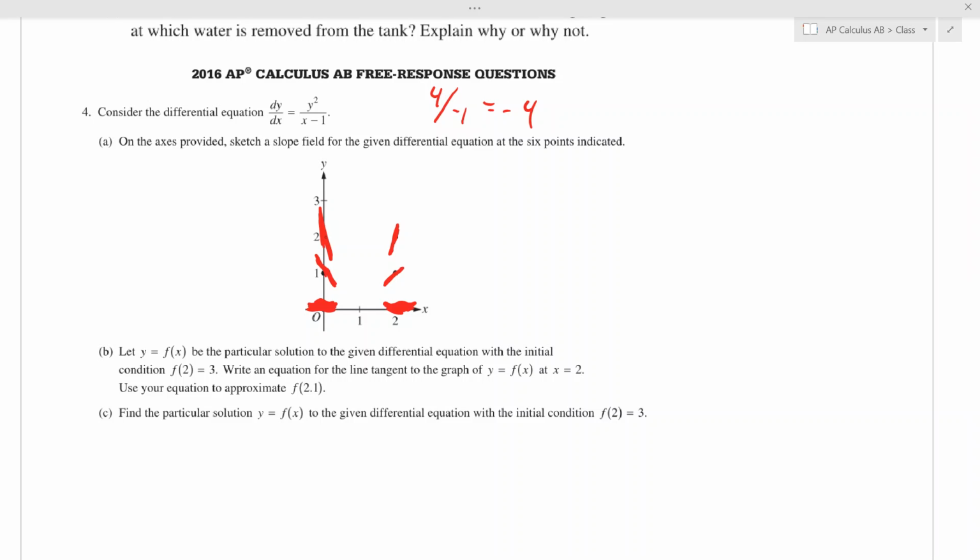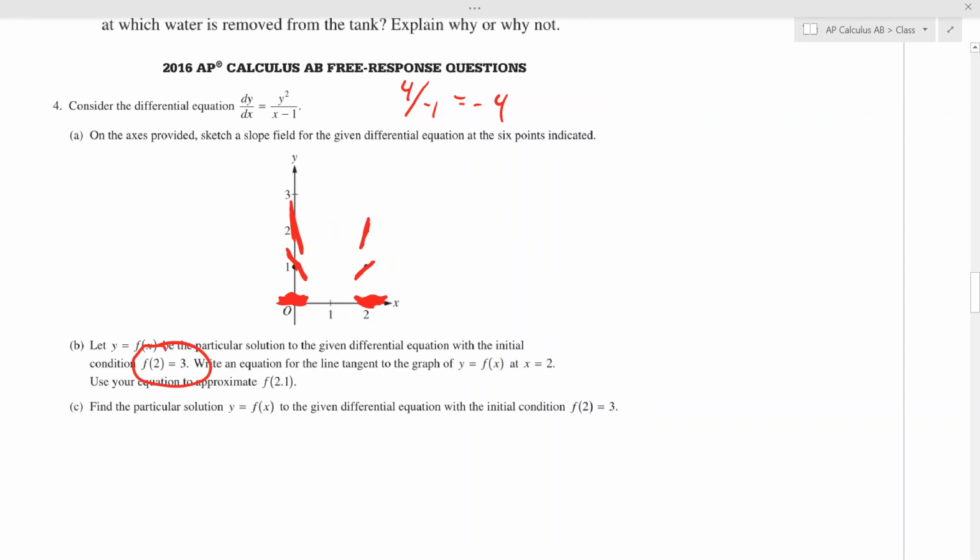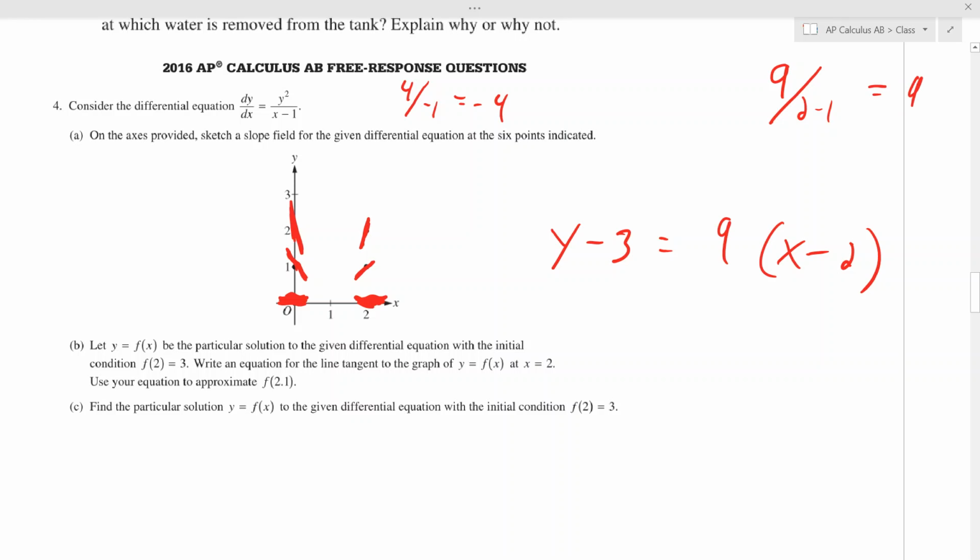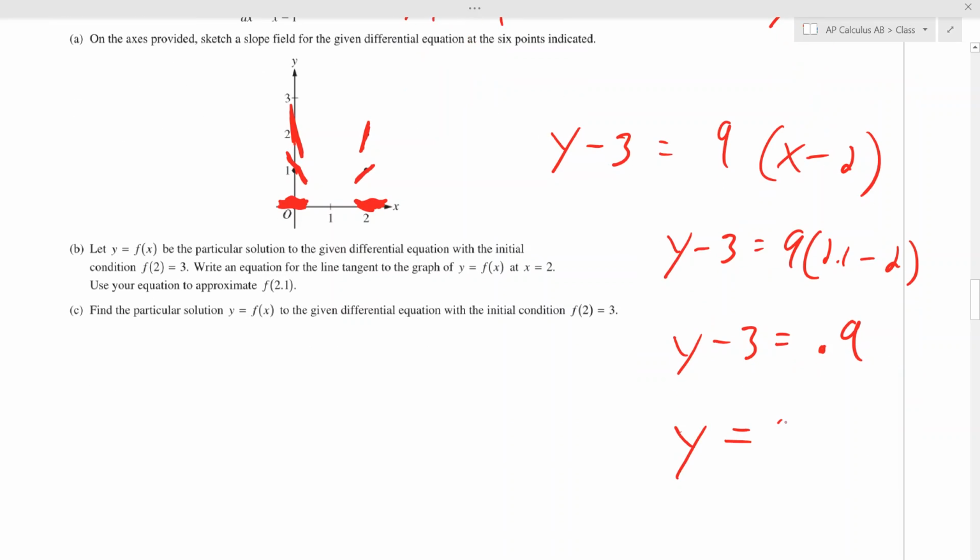Cool. It says write an equation of the tangent line at 2. They gave me 2, 3. So super easy. The tangent line is y minus 3 equals something times x minus 2. All we need is the slope, which at 2, 3 would be 3 squared is 9 over 2 minus 1, which is 9. So that's our tangent line. And then it says approximate f of 2.1. So all you do is plug in 2.1. That's going to give you y minus 3 is equal to 0.1 times 9, which is 0.9. So y is really equal to 3.9, and that is approximately what f of 2.1 is.